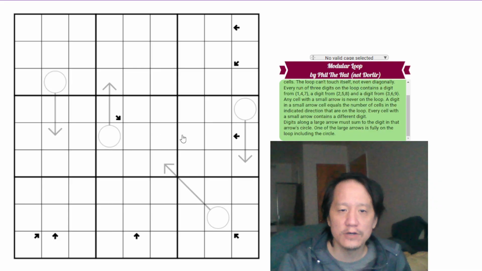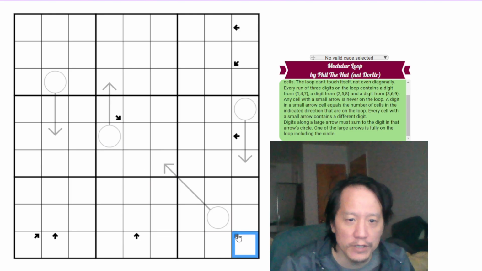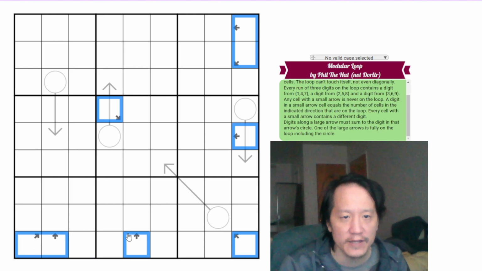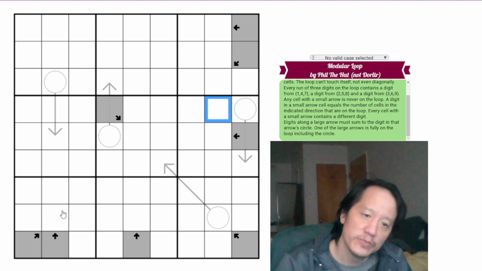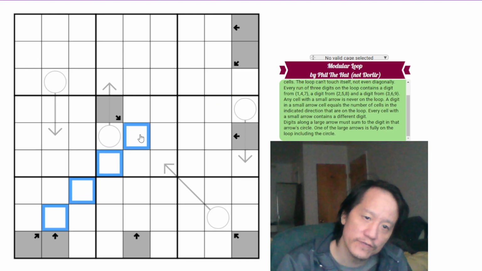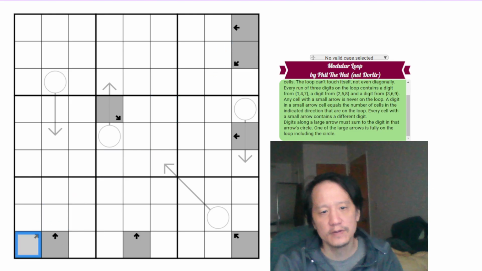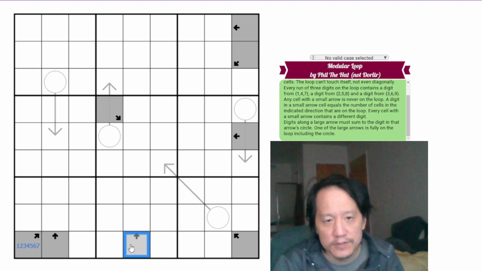Let's go. Okay, so since the arrows have to be different, we have 1, 2, 3, 4, 5, 6, 7, 8. Also, we know none of these are on the loop, so none of them are validly on the loop. Because of that, this can only be up to 7. So this could be 1 through 7. This could be 1 through 8. This could be 1 through 8.